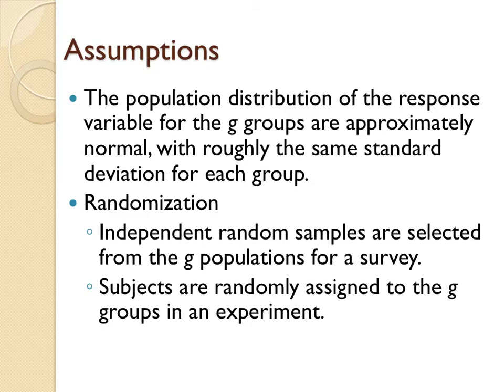As always, randomization is an important assumption, meaning that when we grab our sample from our population, we're doing that randomly. There is an assumption for analysis of variance that within each group, the response variable, that's the quantitative variable, is normally distributed, more or less. And ideally, you'd like to have roughly the same standard deviation for each group.